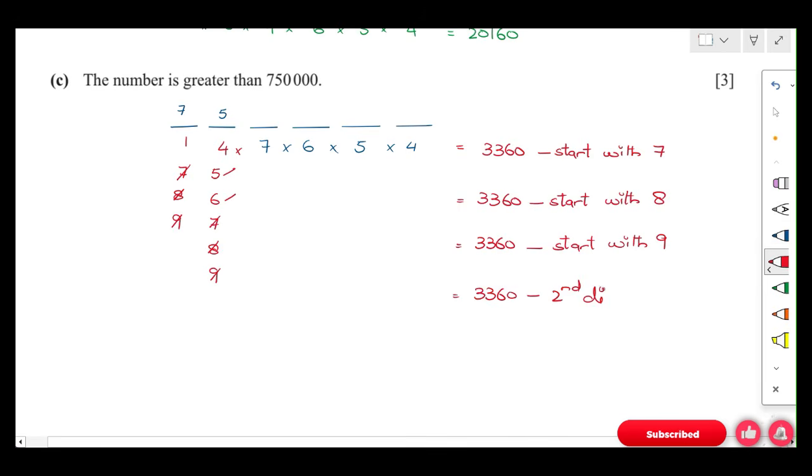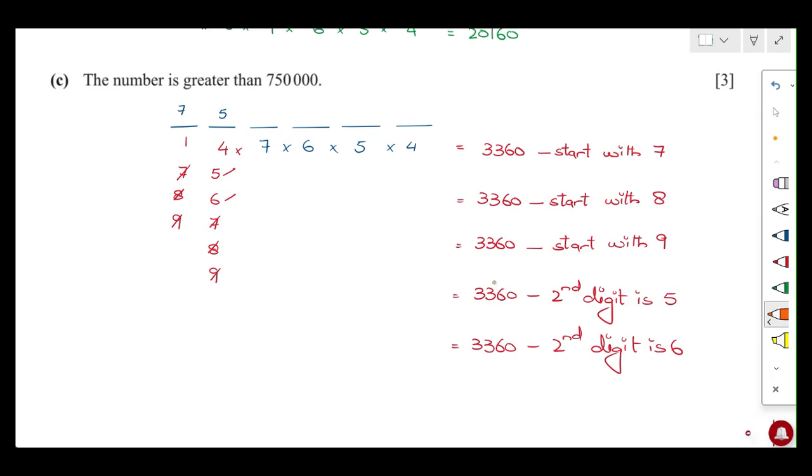second digit is 5, and 3360 when you have a second digit that is 6. Okay, I hope the first three cases are clear: when you start with 7, start with 8, or start with 9. Okay, now I'm trying to say that we have done with the first digit.